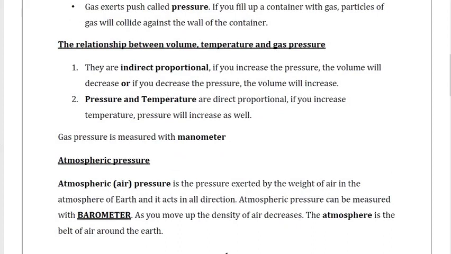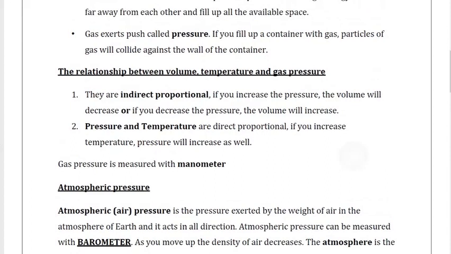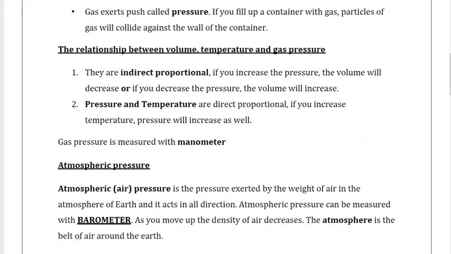This is the same when we look at volume and pressure. If you look at pressure and at volume, pressure increases when volume decreases. Or actually, we will say volume will decrease if you increase pressure. If you increase pressure, the volume will decrease.